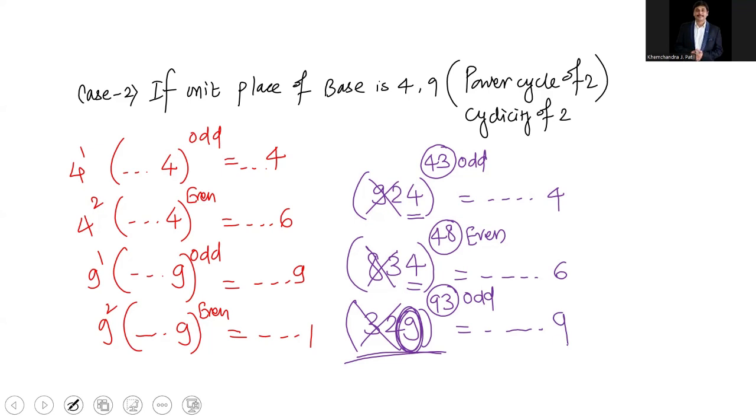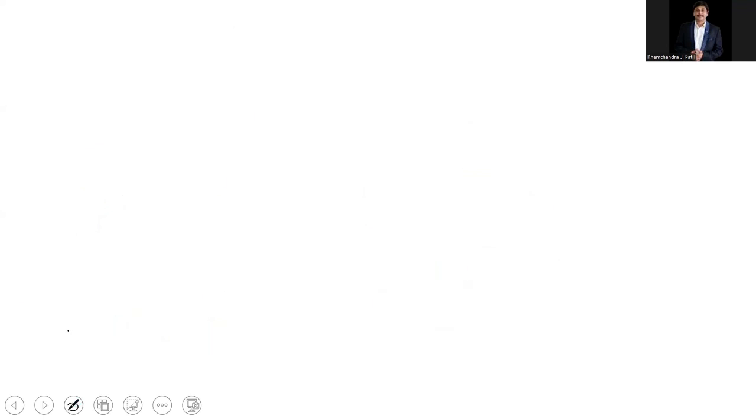Now, how many digits we completed here? In power cycle of 1, we have seen 4 digits. That is 0, 1, 5, 6. In power cycle of 2, we have seen 2 digits. That is 4 and 9. Now, which digits remain? कौन से digits बाकी है? Digits remain are 2, 3, 7, 8.